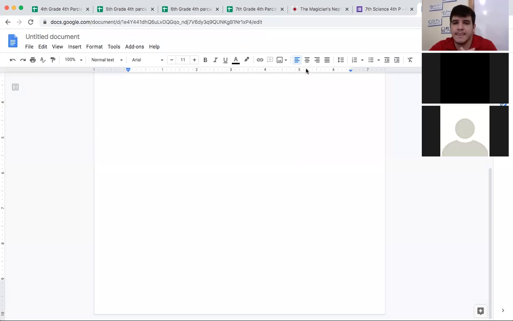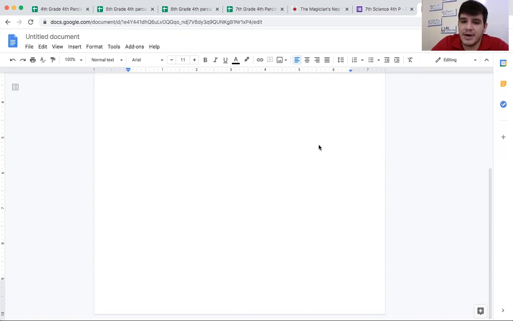Okay, so we're talking about the trees and stuff like that. We'll start with this right here. A tree is a tall perennial woody plant with a single main stem.